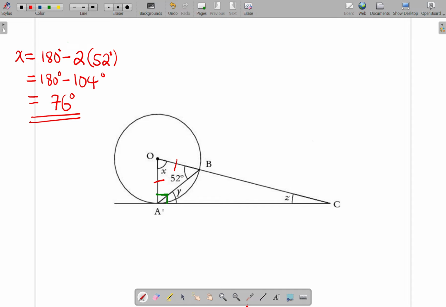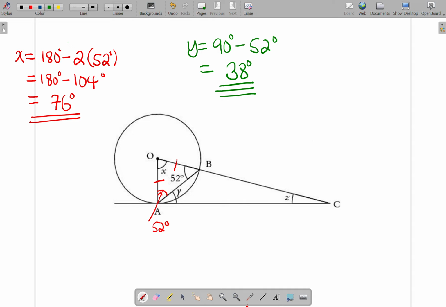Let me find my value for z. Before z we can even find y. There's no challenge. I'll clear that. Here I have 52 degrees. Look at that, this is 52 degrees, this is 52 degrees. If that is 52 degrees, then y is going to give me 90 degrees minus 52 degrees. So 90 less 52 is 38 degrees. That is my value for y.